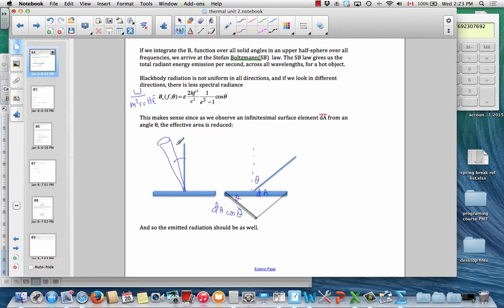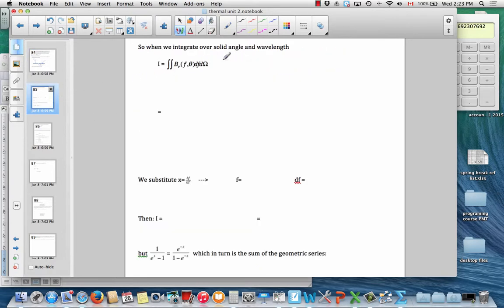So what we want to do now, though, is we want to add up over all solid angles, and then over all frequencies, to get the total watts per meter squared of energy coming off of the object. So that is going to be the integral over all frequencies, and then we're just going to integrate over the hemisphere. So that is from phi is 0 to 2 pi, and from theta is 0 to pi over 2. So those are our limits.